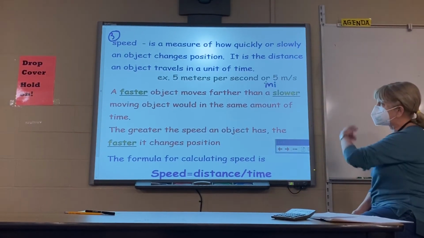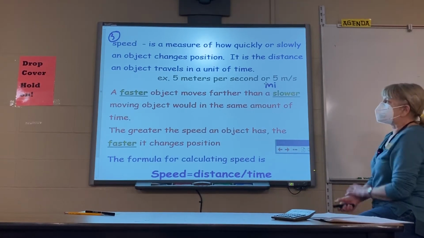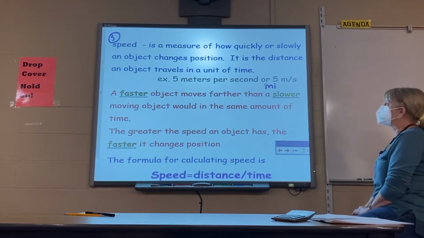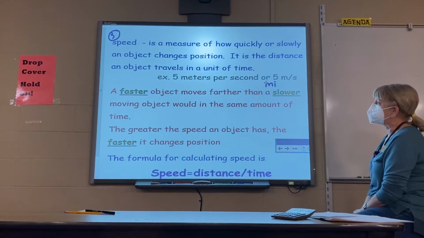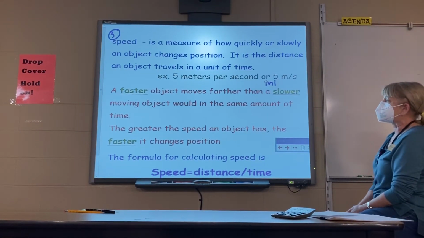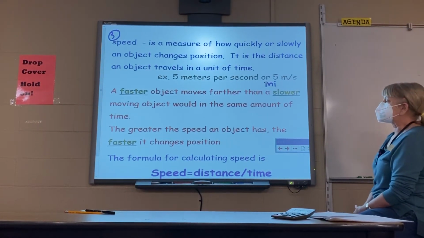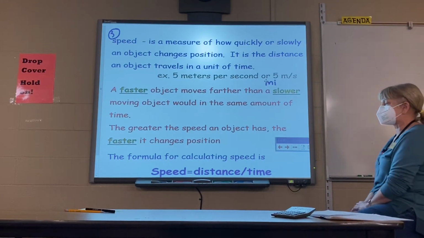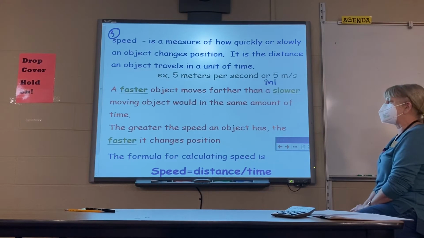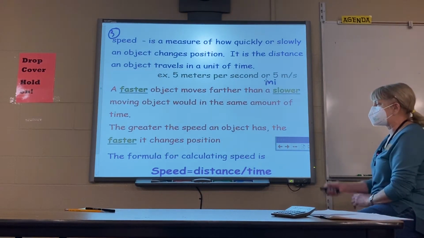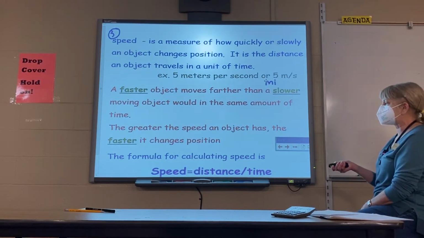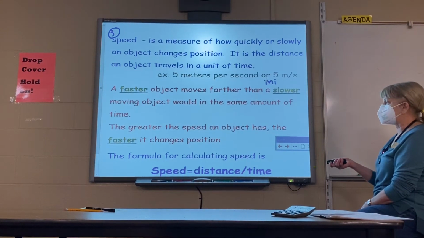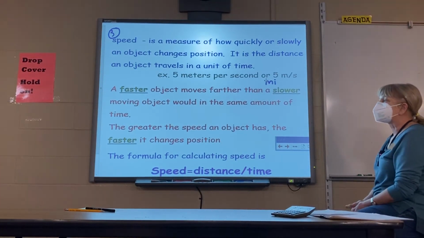A faster object moves farther than a slower moving object would in the same amount of time. The greater the speed an object has, the faster it changes position. The formula for calculating speed is distance over time, in other words, distance divided by time.